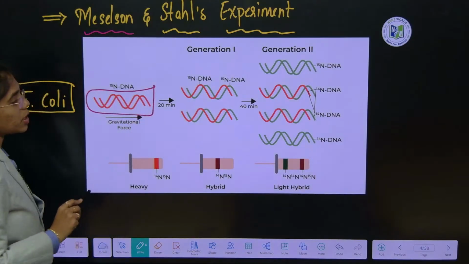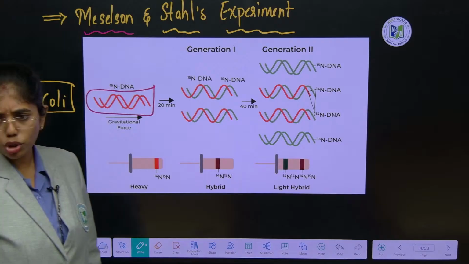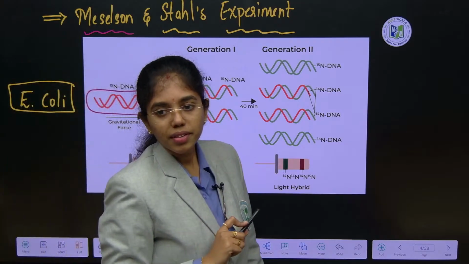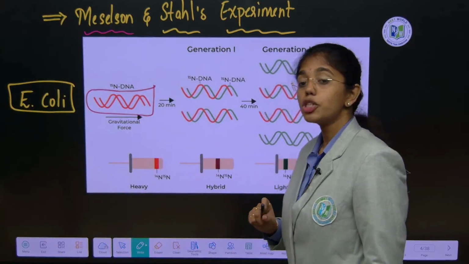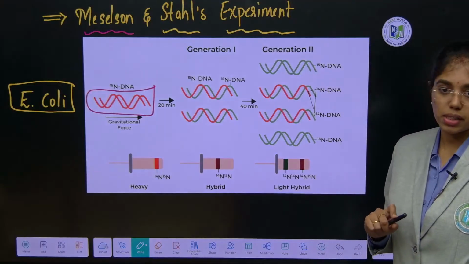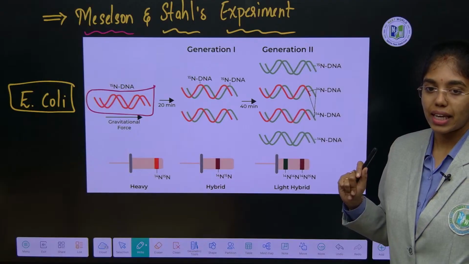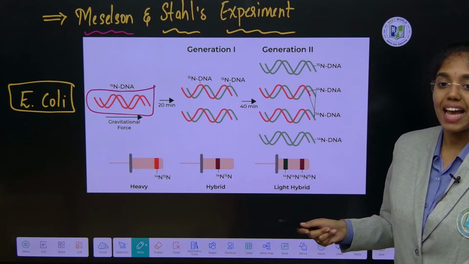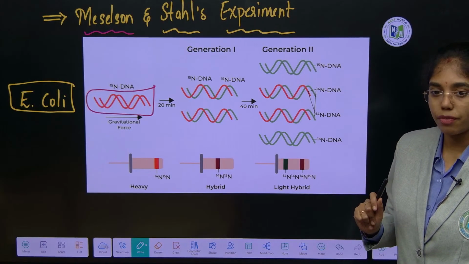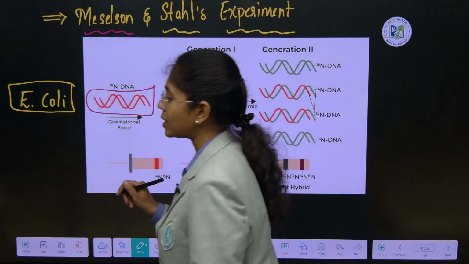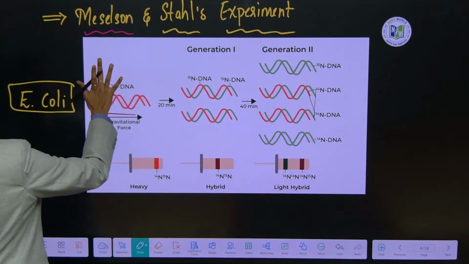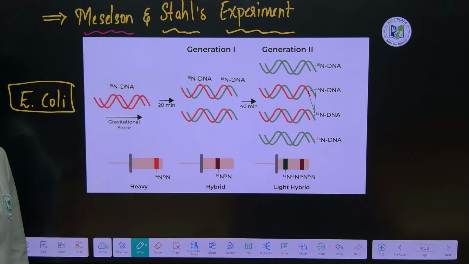So what is this experiment all about? We heard about isotopes. What is an isotope? Elements which differ in the mass number, but the atomic number will be the same. As such, the nitrogen isotope is taken. Here the heavy isotope is N15, normal nitrogen is N14, right? So we have two, that is N15 and N14. N15 is the heavy isotope, fine, right.